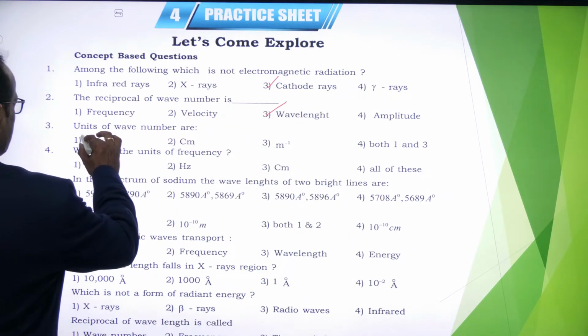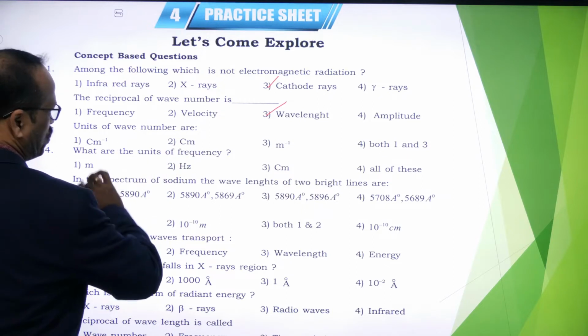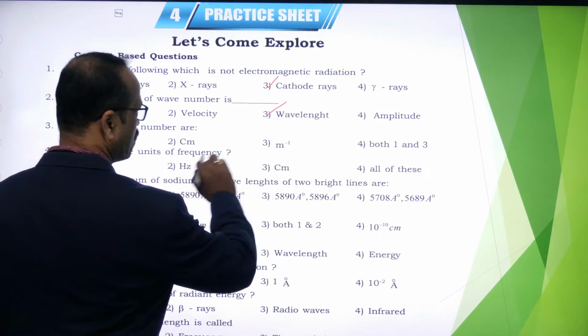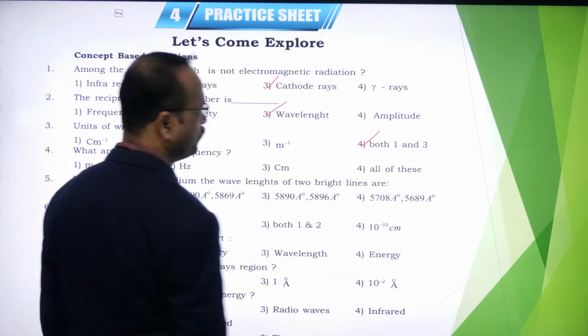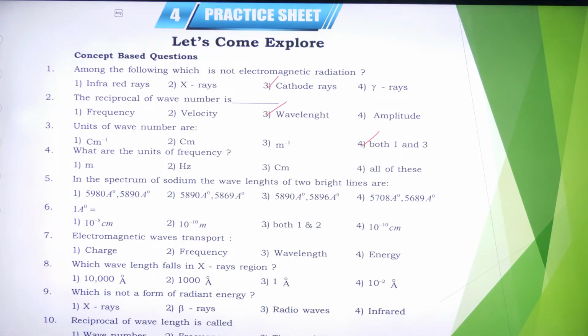So centimeter, yes, this is correct only, and no, this is wrong. And again, percent with this is also correct. So the meaning is what? 1 and 3. So both 1 and 3 are correct. Right? So that is the answer.